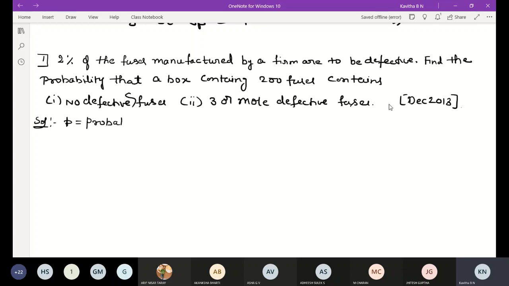Probability of a defective fuse. Okay, 2%, this we can write as 2 by 100, meaning we are writing 0.02.